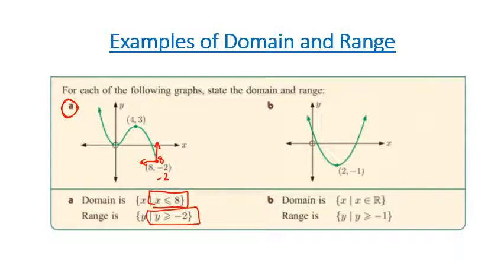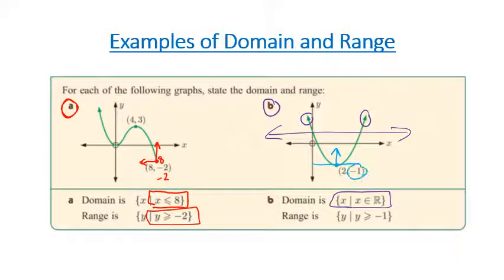In our second example, B, we have a domain where, like one of our other examples, x can be anything, because for the horizontal movement, anything along here x can equal, because these two arrows mean that this graph just keeps going and going. But vertically we know that the graph is above this blue line, and -1 is our y value, and that's where we get y being greater than or equal to -1.